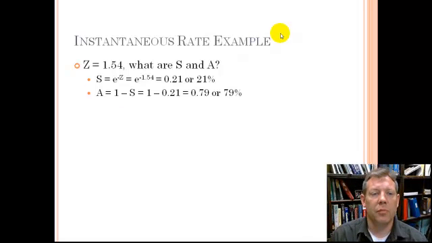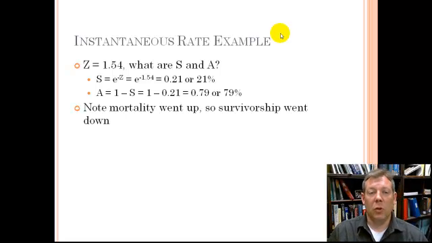Let's say total instantaneous mortality is 1.54, so it's a lot higher. What are S and A? Well, you plug it in. S is 21%, and annual mortality is 79%. So if total mortality is higher, survivorship goes down. That makes sense, right? If you've got higher mortality, you've got fewer fish surviving.